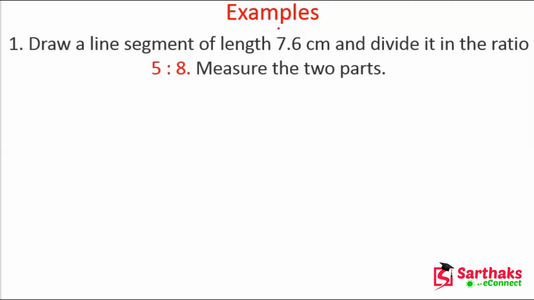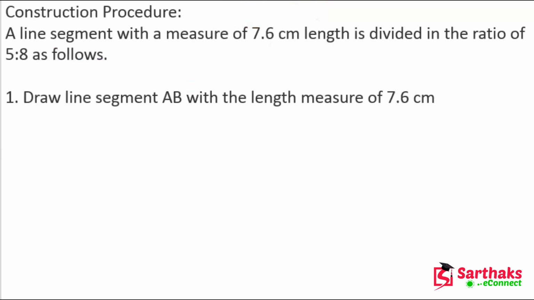The question number 1 is: draw a line segment of length 7.6 centimeters and divide it in the ratio 5:8. We have to divide it in the ratio 5:8. My dear friends, let's do that. The construction procedure is that we have a line segment of length 7.6 centimeters, and we have to divide it in the ratio 5:8.